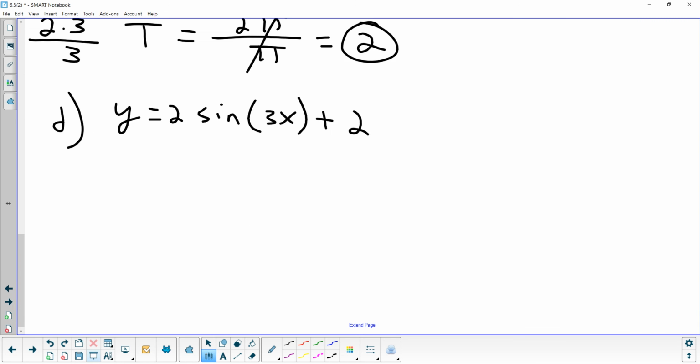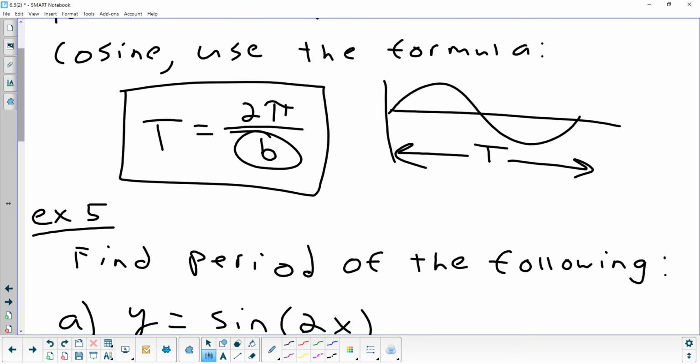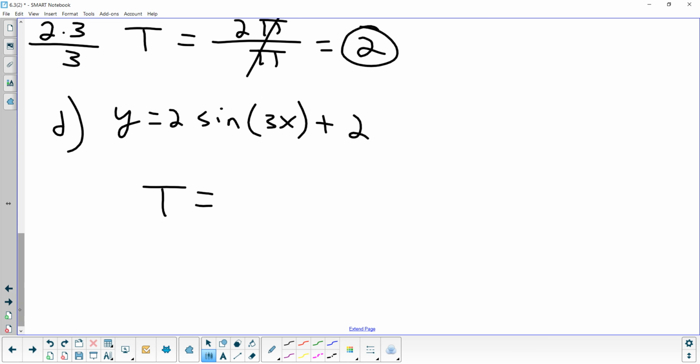All right, and the last one, what's going to be the period here? So there are all kinds of other numbers there, but there's only one you need to focus on. Francesca? 3. 3 is the b. So the period would be 2 pi over 3. Yep, that's the period.